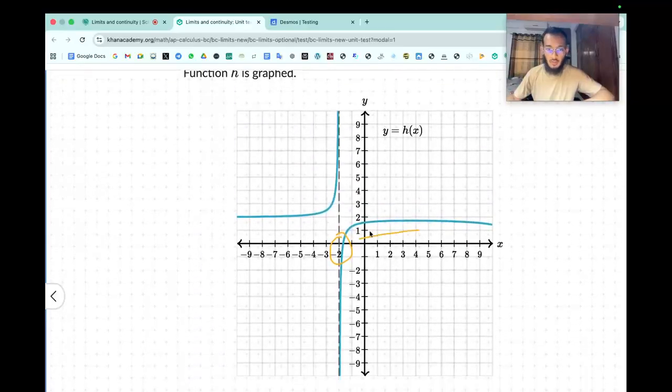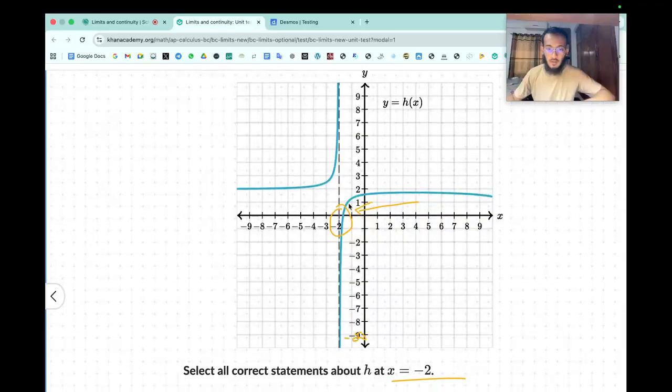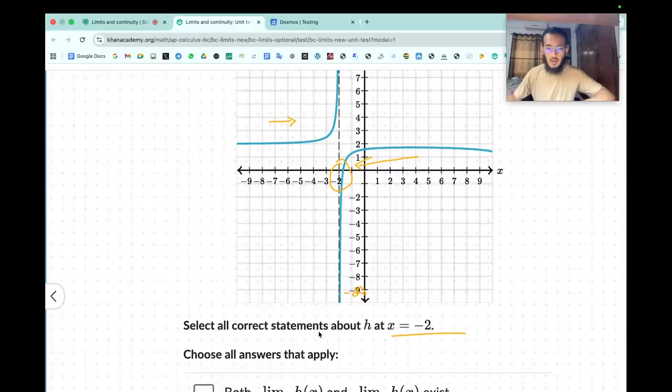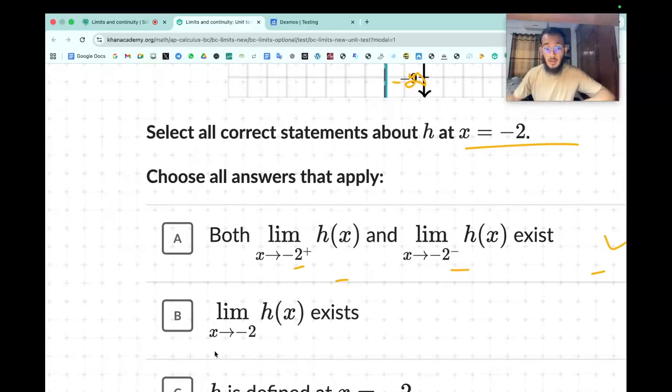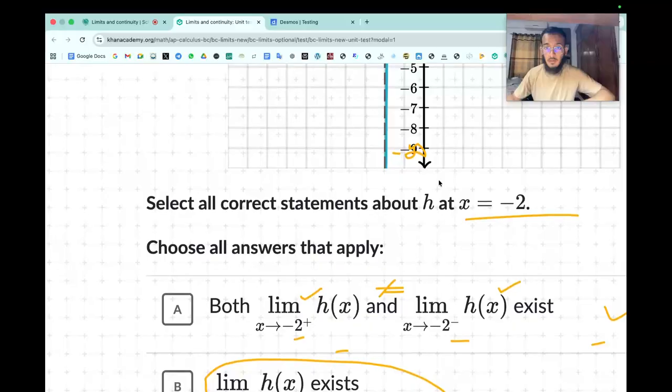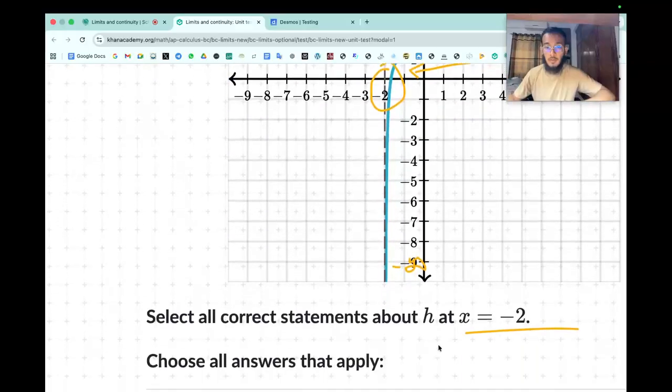If we approach it from the positive side, we have a limit which is -infinity. And for the negative side, we have a limit which is +infinity. Yeah, this is true. They exist. But the limit doesn't exist because they are not equal. They exist, but they are not equal. One is -infinity and one is +infinity.